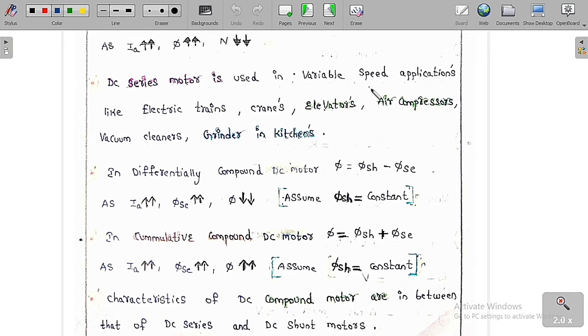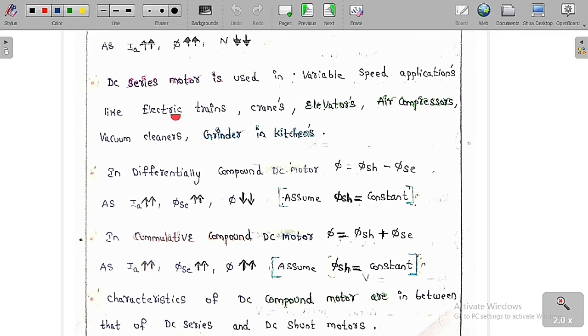That is the reason it has variable speed as the changing load is happening. So therefore we can say it is used in variable speed applications like electric trains. In electric trains we use the DC series motor, and also cranes, elevators, air compressors, vacuum cleaners, and grinders in kitchens.